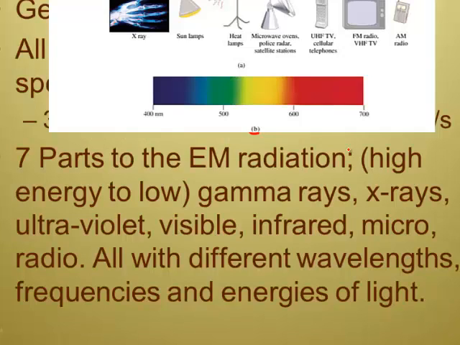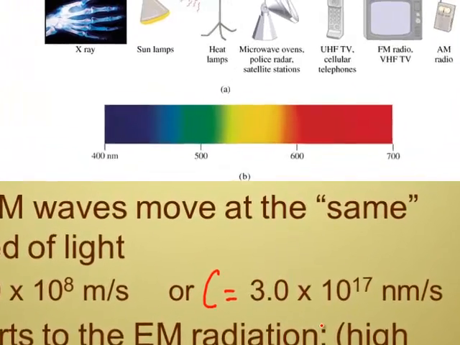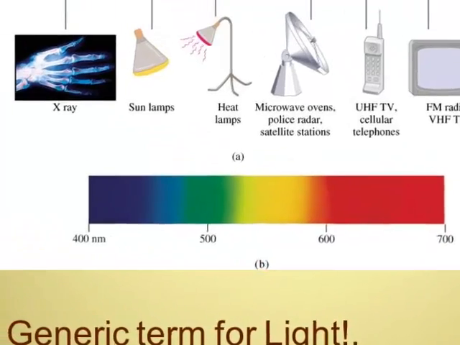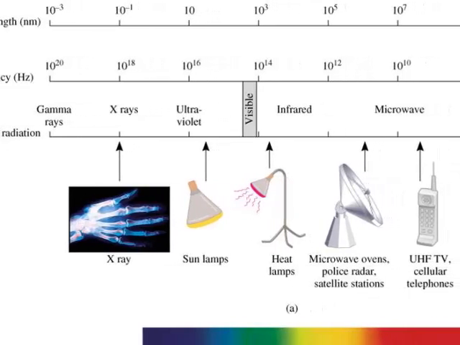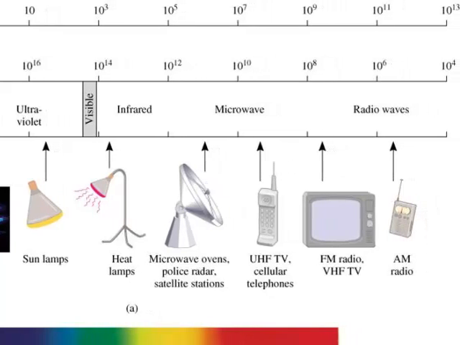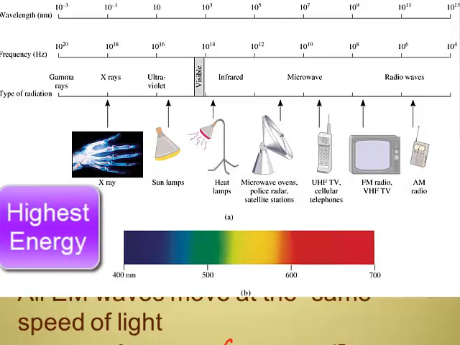There are 7 parts to electromagnetic radiation, the electromagnetic spectrum. The electromagnetic radiation includes light; some we see and some we don't. It includes gamma rays, X-rays, ultraviolet, visible light, infrared light, microwaves, and radio waves. All of these have different wavelengths, different frequencies, and different energies. The way I've listed them here, it's high energy first, because of course nothing stops gamma rays.